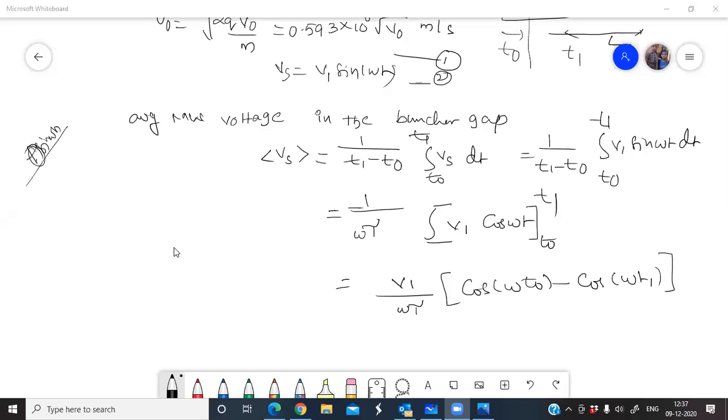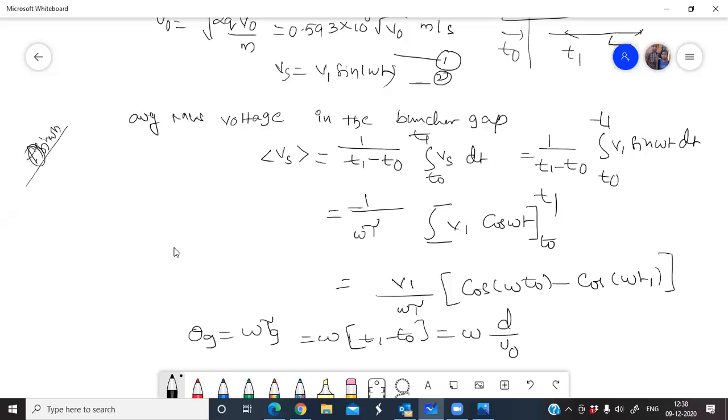Right, after this equation, now already we know that the transit angle theta is equal to omega tau, right? Transit angle theta is equal to omega tau, or omega into, in this case tau is nothing but, my consideration, T1 minus T0. That you can write as omega into d by v0, when you go for the transit time effect.